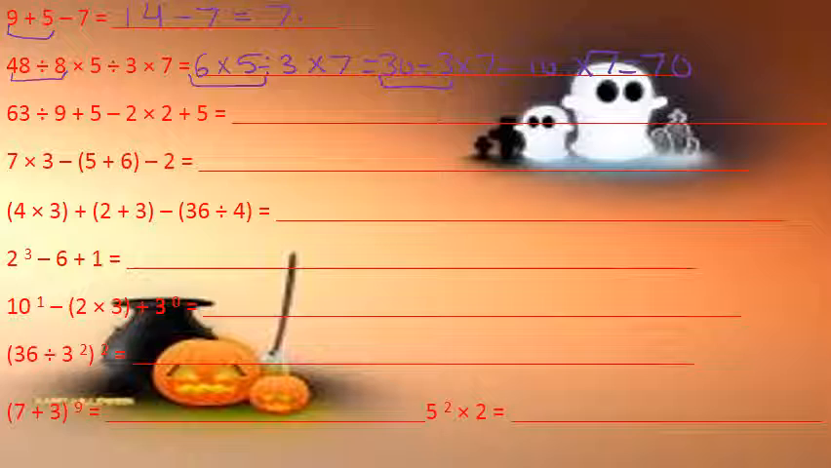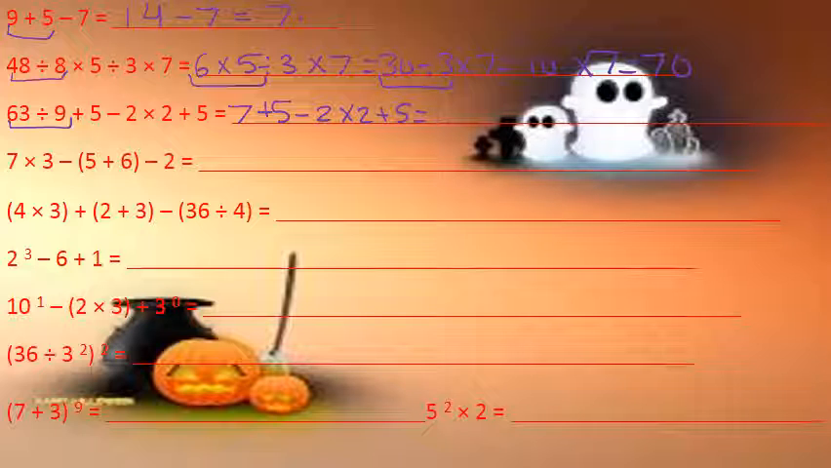63 divided by 9 plus 5 minus 2 times 2 plus 5. Here we have operations of different powers. Who is the strongest? Division and multiplication. When we have division and multiplication, we start with the first one that comes from left. 63 divided by 9 is 7. 7 plus 5 minus 2 times 2 plus 5.